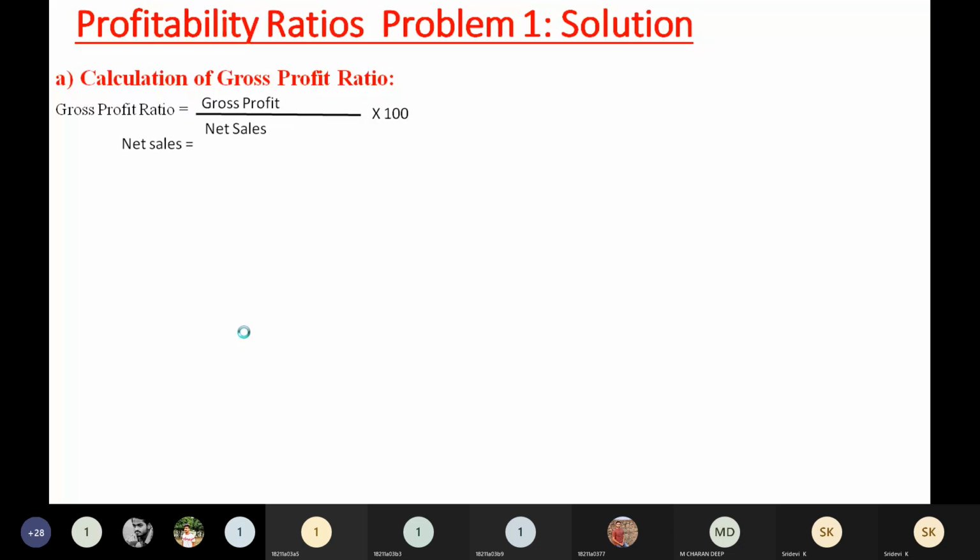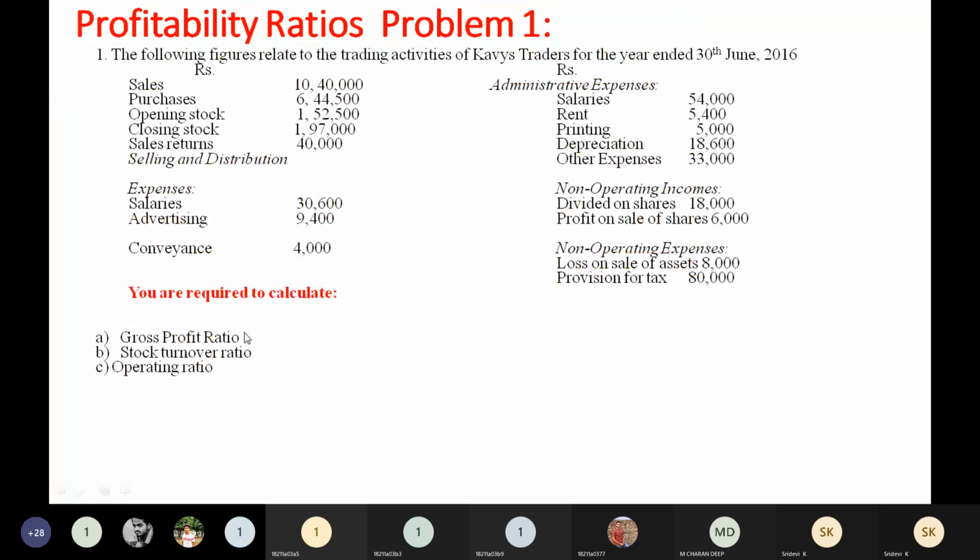See here, sales was given, no? This is not the net sales. Sales is 10 lakhs 40,000. Okay. And see here at the end of this list, sales return is given. Sales return 40,000 is shown here. So sales returns you have to deduct from sales.